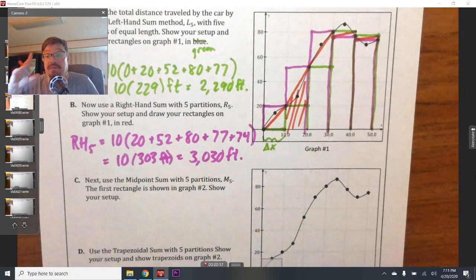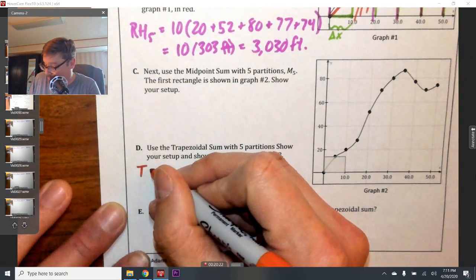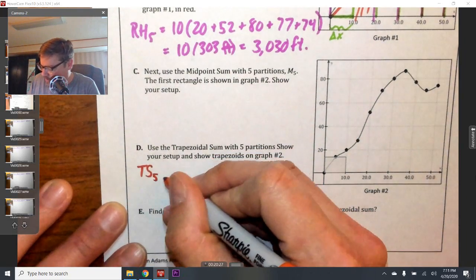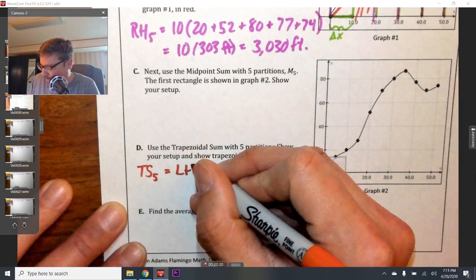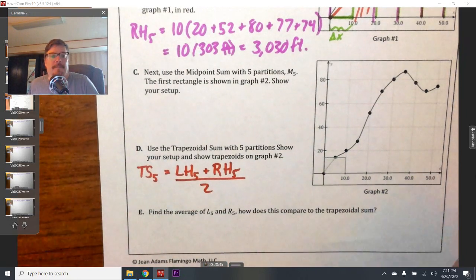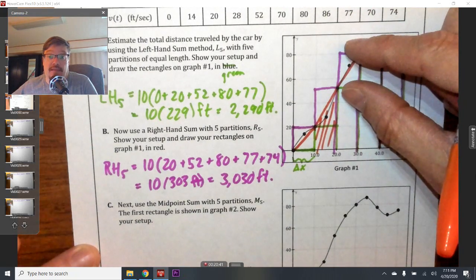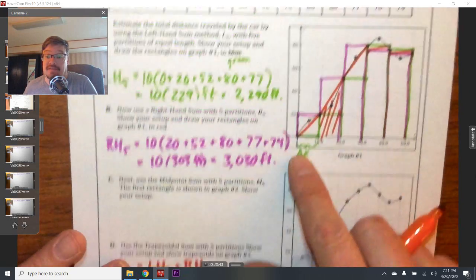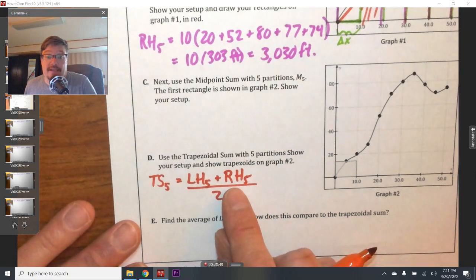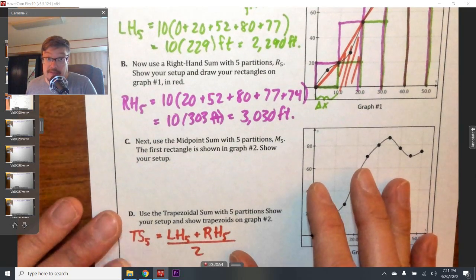It is. Because what the trapezoid allows you to do, we'll call it TS, the trapezoid sum with 5 partitions, is basically the left hand sum plus the right hand sum divided by 2. And that is basically averaging the heights. Now it's not the midpoint, because the midpoint is something else. In fact, for the midpoint we're going to actually have to go back to these tables. So the trapezoidal sum is very easy to calculate, and is much better than the left and the right.